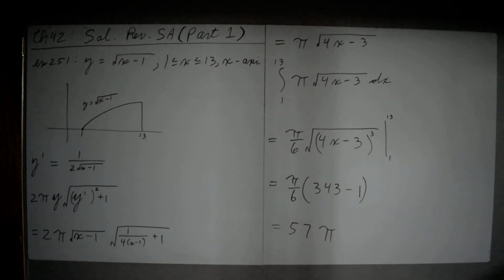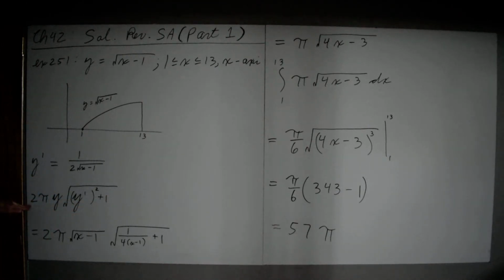So we're going to use the arc length formula. We're going to use the surface area formula, which means we're going to integrate this expression here. So 2 pi times the function, then we have the derivative squared plus 1 under the square root. You'll recognize this part here as arc length.